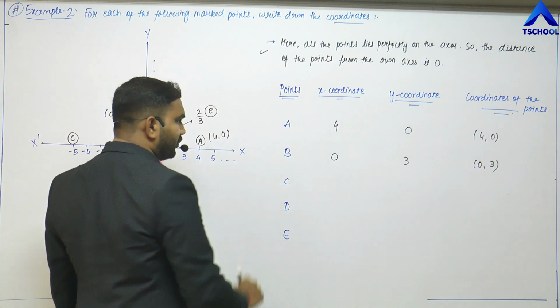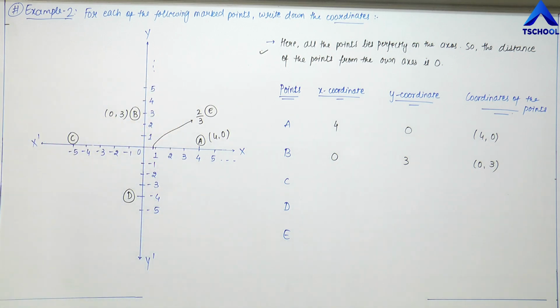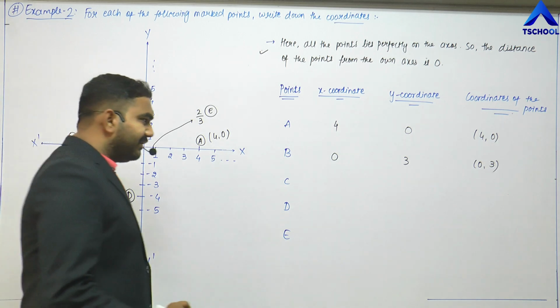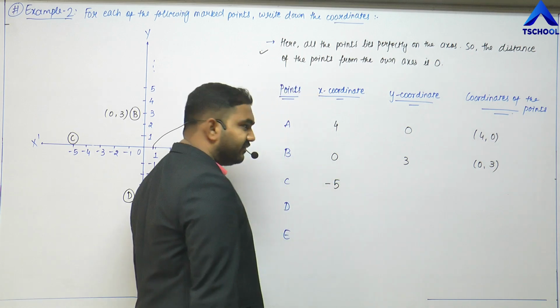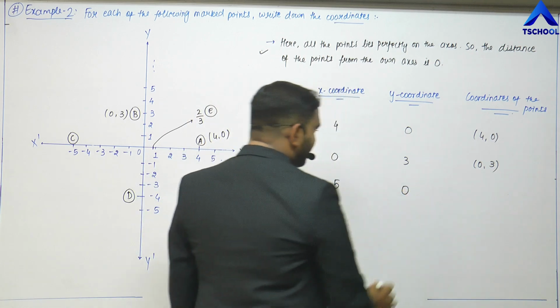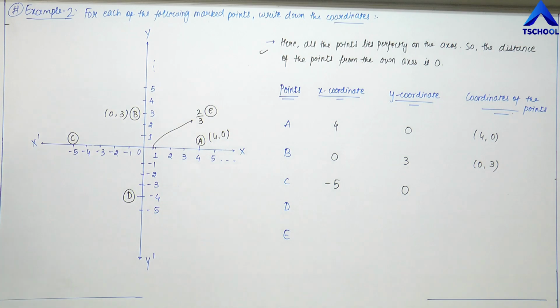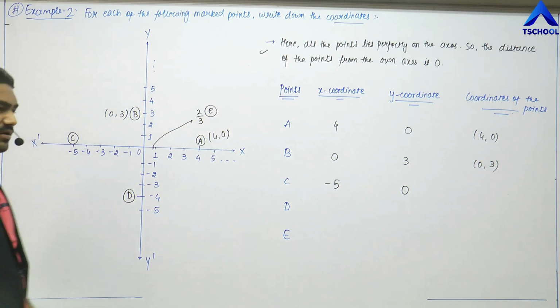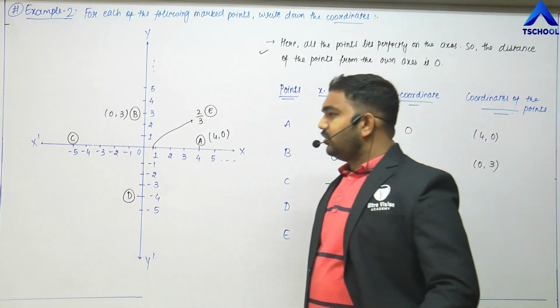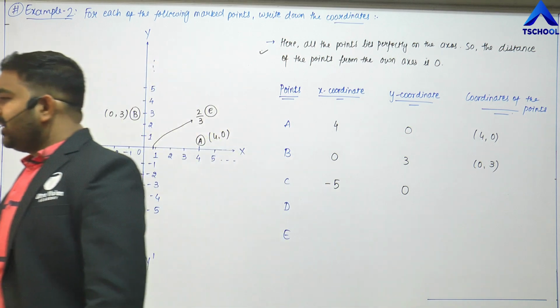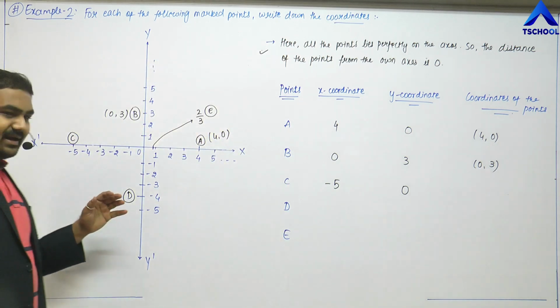Similarly, can I write down for point C? Yes or no? Where is point C lying? At -5 on the negative x-axis. So again you will have the x coordinate as -5 and the y coordinate as 0. Friends, you don't need to worry about anything else. You just write down the coordinates at which the points are lying.